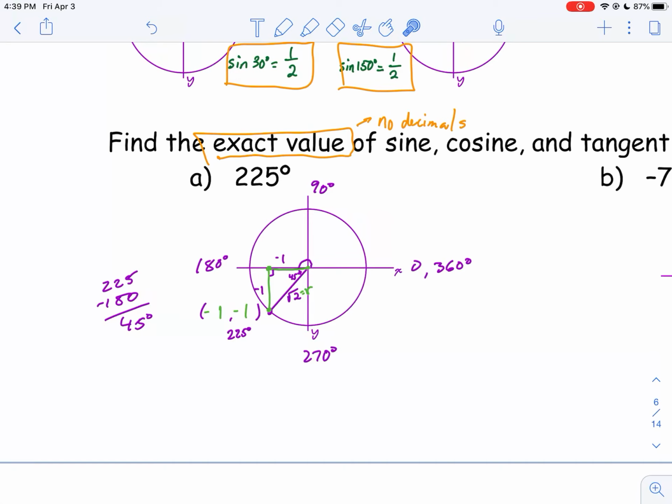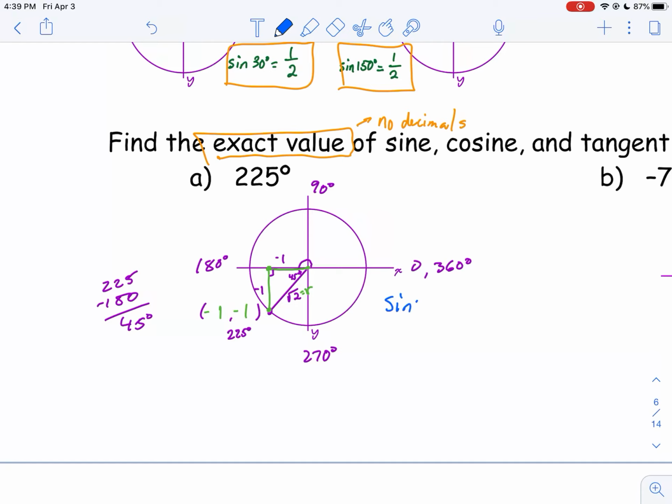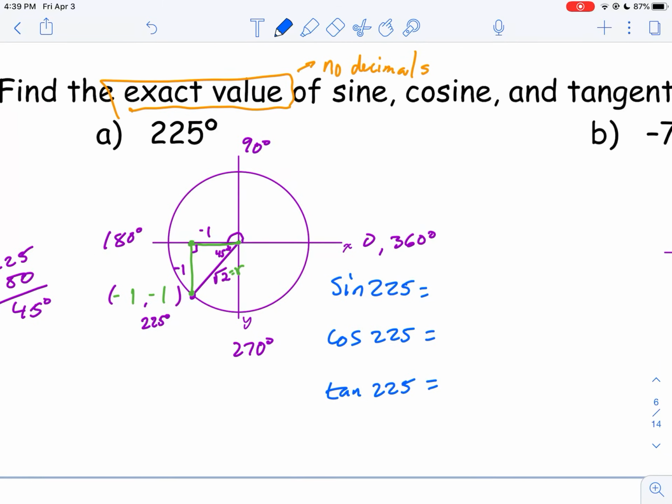So now to find sine, cosine, and tangent. Let's go ahead and do this. Sine of 225, cosine of 225, tangent of 225. So sine we know is, do you know the definition on the circle in terms of x, y, and r? Hopefully you're thinking y over r. So my y value is -1, r is square root of 2. Cosine of 225 is x over r. That's also going to be -1 over square root of 2.